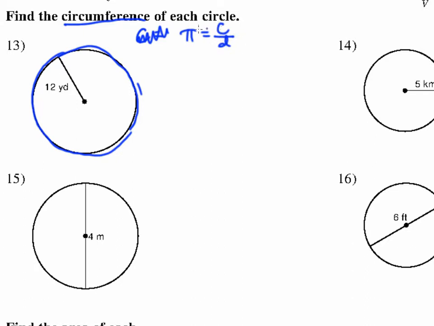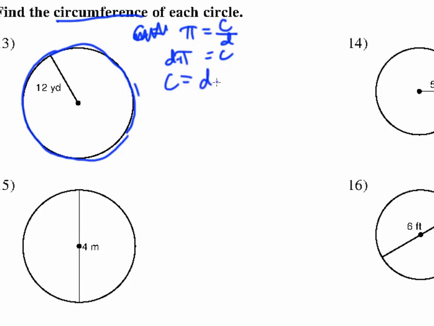So how do we get the circumference by itself? You multiply both sides by d, and you get diameter times pi equals circumference, right? So the way to find circumference is diameter times pi. Or, since the diameter is just 2 times the radius, you can say 2 pi r. Either one of these will work. I'm just going to stick with the diameter times pi.